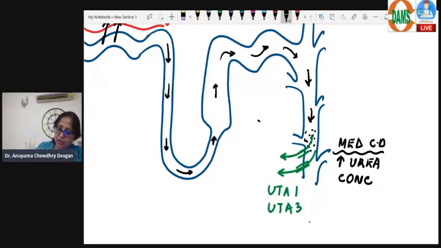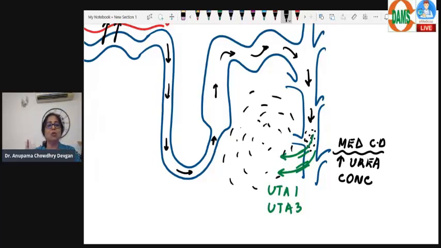When it comes into the interstitium, it will increase the medullary interstitial osmolality. How does it do so? Because the medullary collecting duct is permeable to urea. It has the presence of urea transporters, the subtypes UTA1 and UTA3. Like I said, it increases the medullary interstitial osmolality.